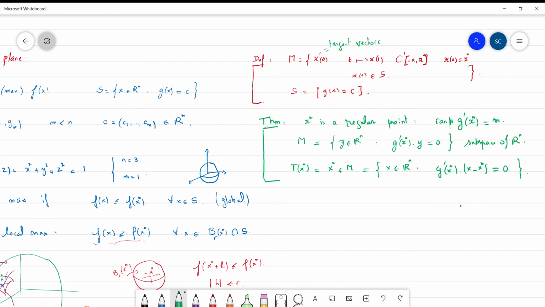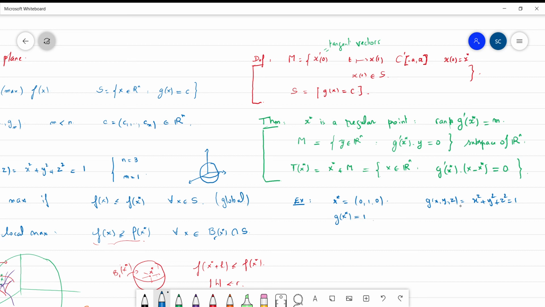Let's continue with the example we started here. Let's take x star equal (0, 1, 0) and find the tangent plane at this point for the constraint g(x, y, z) equals x² plus y² plus z² equals 1. It is clear that g at x star is equal to 1, so it is a point of the surface.